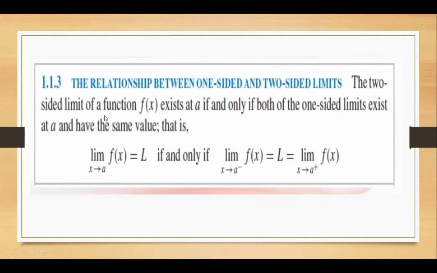The two-sided limit of a function f of x exists at a if and only if both one-sided limits exist at a and have the same value. That is, the limit of f of x as x approaches a is equal to L if and only if the limit of f of x as x approaches a from the left is equal to the limit of f of x as x approaches a from the right. The two limits from the left and from the right are equal, which is equal to L. So therefore, the limit exists.